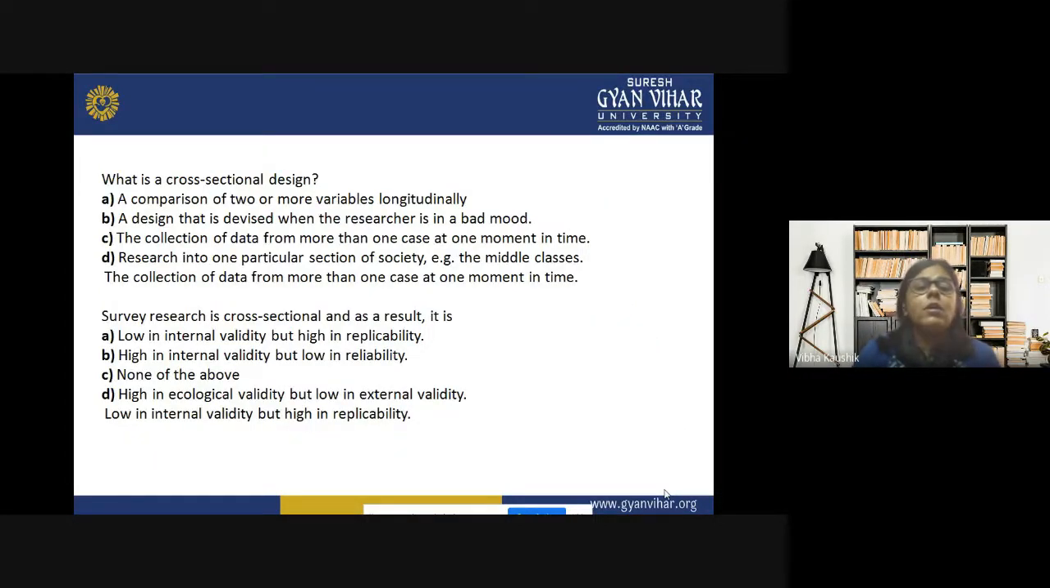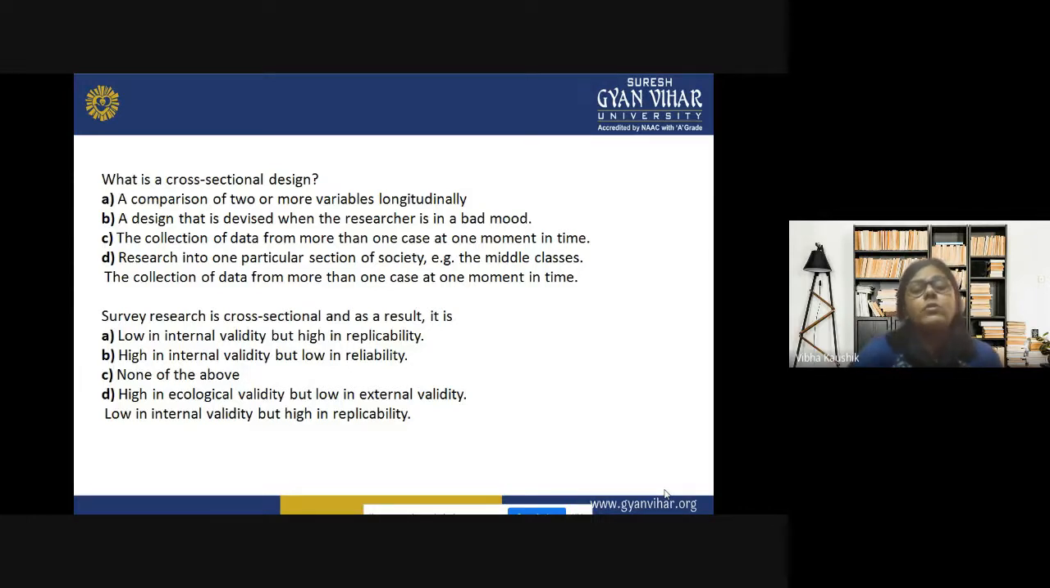Now, what is a cross-sectional design? Options are: A, a comparison of two or more variables longitudinally. B, a design that is devised when the researcher is in a bad mood. C, the collection of data from more than one case at one moment in time. Or D, research into one particular section of society, for example the middle class. So the correct answer is option C, that is collection of data from more than one case at one moment in time.